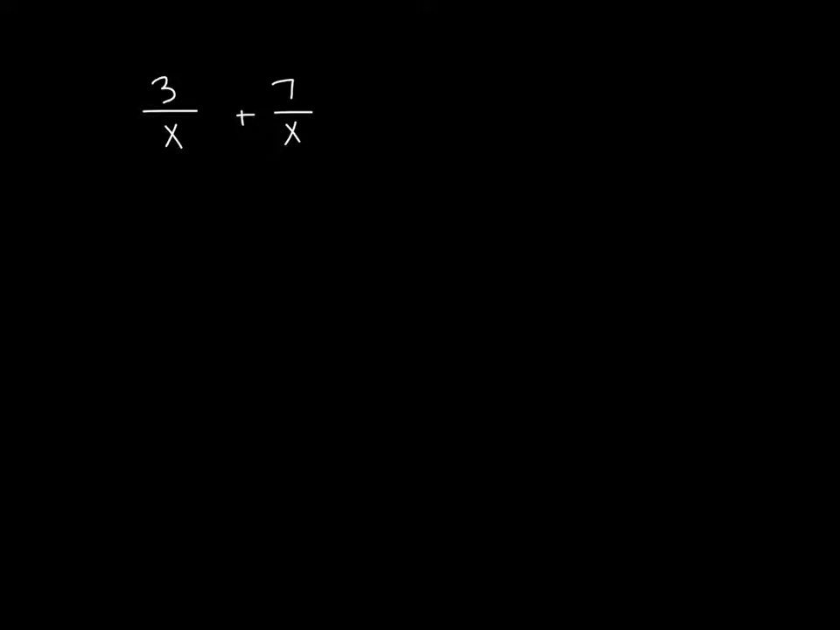Adding and subtracting rational numbers is just like adding and subtracting basic fractions. You have to have a common denominator. In this example, we already have a common denominator of x, so we can add the numerators. 3 plus 7 is 10, and then we keep the denominator x. And then we do need to include excluded values. Since we have a variable in the denominator, we say x cannot equal 0.